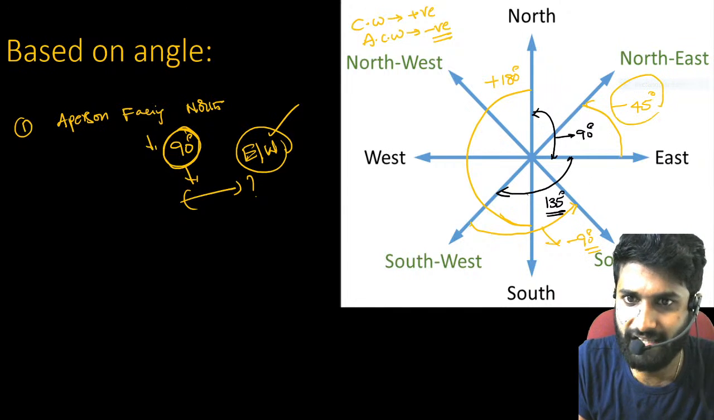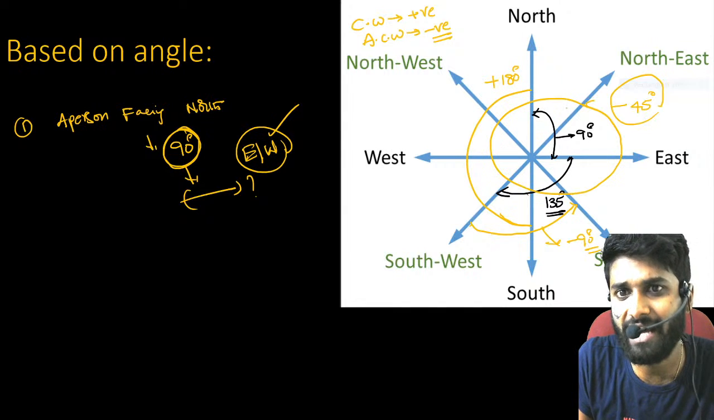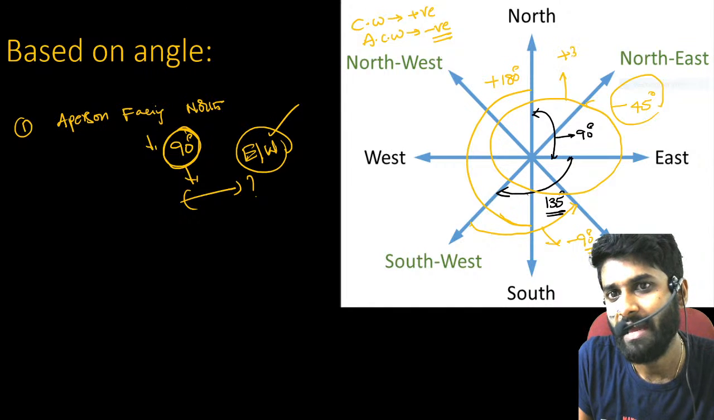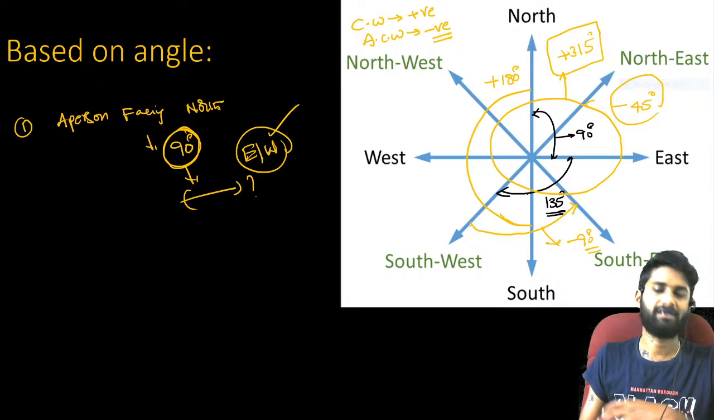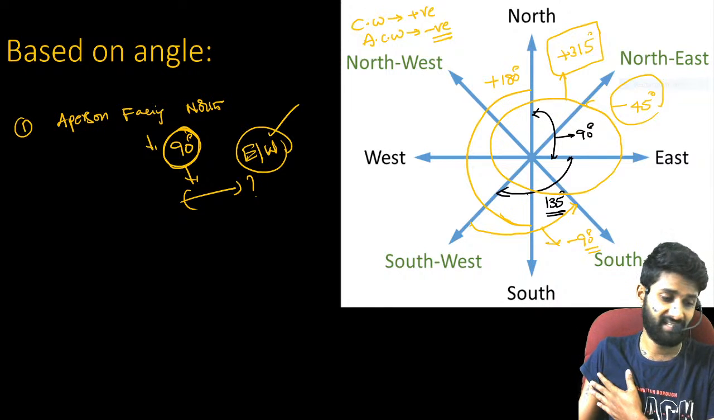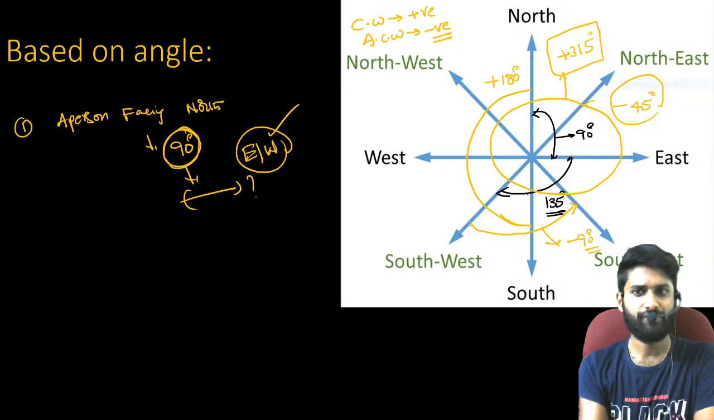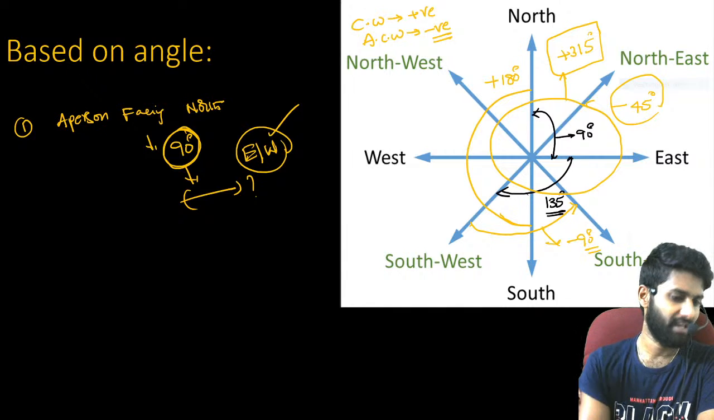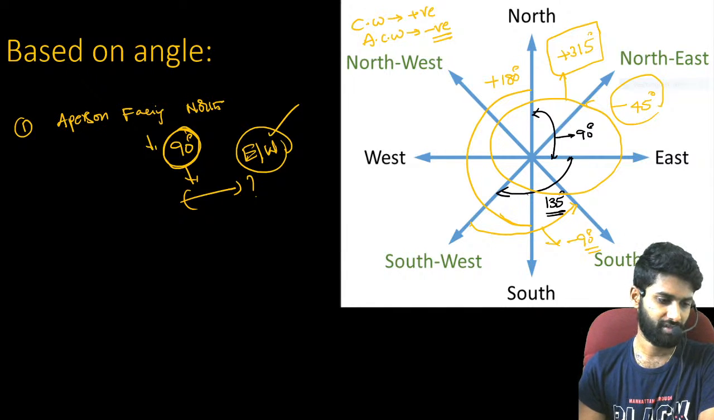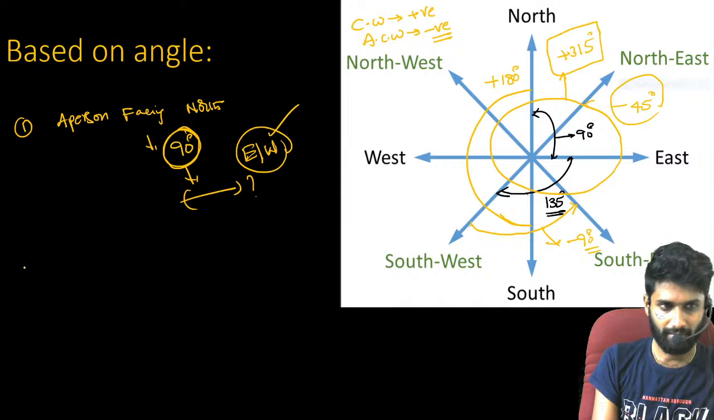In this way, for example, east becoming north, you can take it as 315 also. Why? Because clockwise and anti-clockwise values always sum to 360 degrees. You can say that minus 45 degrees and 315 degrees are both equal. There is no problem with that type of question. Now here is my question.